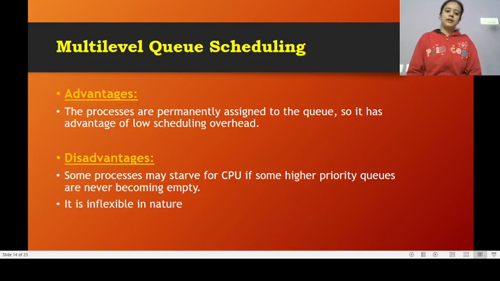What are the advantages of multi-level queue scheduling? The processes are permanently assigned to the queue, so it has the advantage of low scheduling overhead. The overhead with the scheduling is very less in multi-level queue scheduling. What are the disadvantages? Some processes may starve for CPU if some higher priority queues never become empty, and it is inflexible in nature.